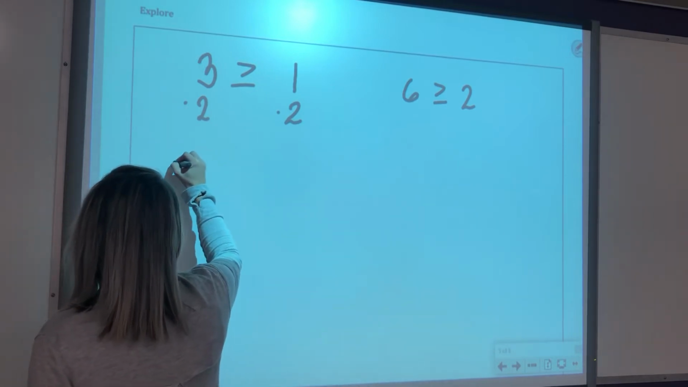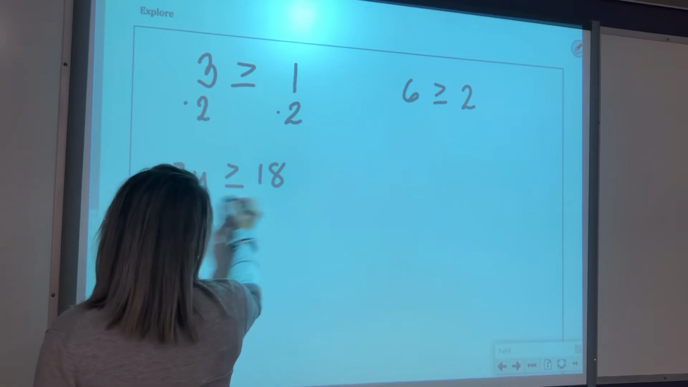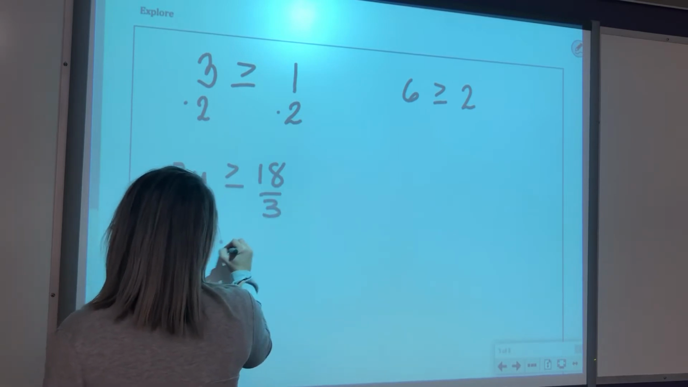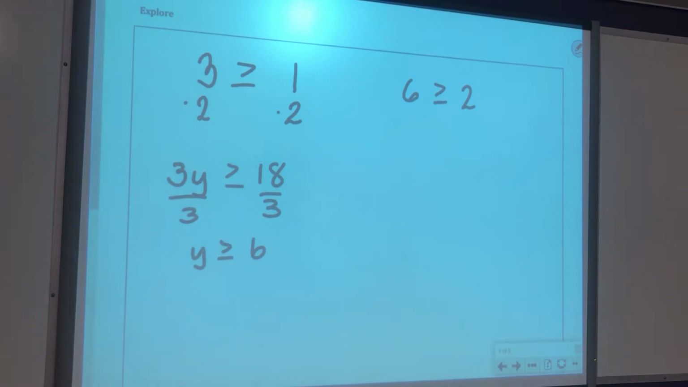Let's look at the one we did before. We divided by 3, so we got y is greater than or equal to 6, and we said that is correct.